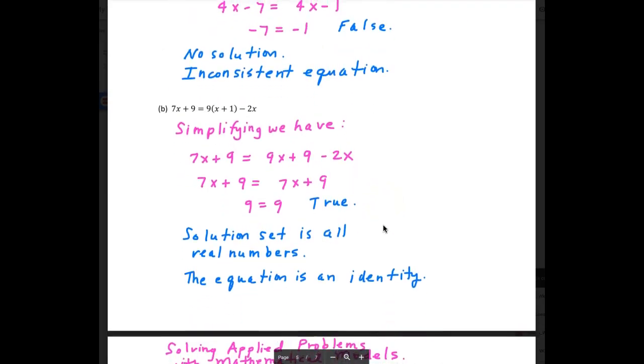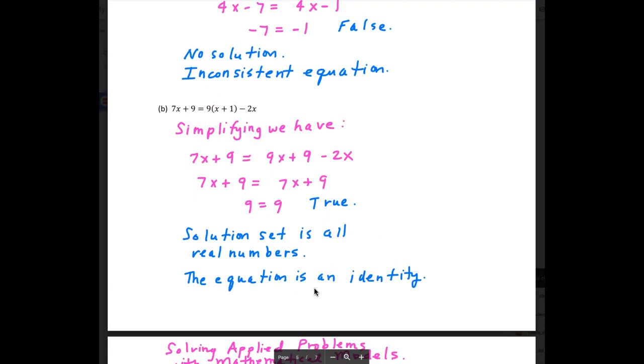If we do a similar thing now with problem B, we can distribute the 9, collect like terms. It turns out that when we look at the variables, the 7x's cancel and we get 9 equals 9, which is a true statement. So that means that the solution set of this equation is all real numbers. Any real number we put in on the left, and if we put that same number on the right, the left and the right sides are always going to match. So this equation is called an identity.